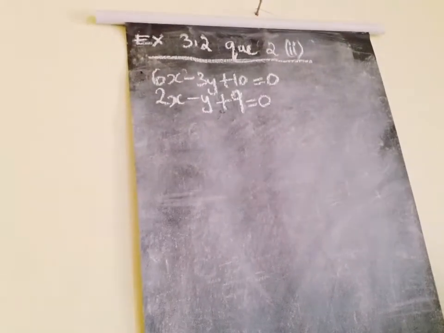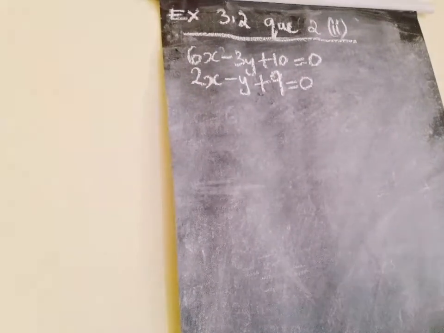Now let's compare the third question. Here I am reading the third question: 6x minus 3y plus 10 equal to 0, and 2x minus y plus 9 equal to 0. See, I have written the question here.